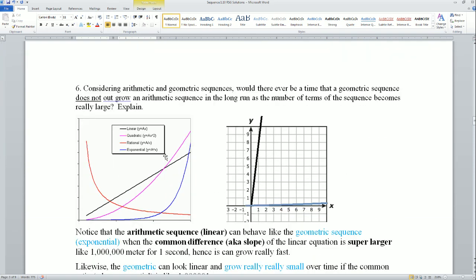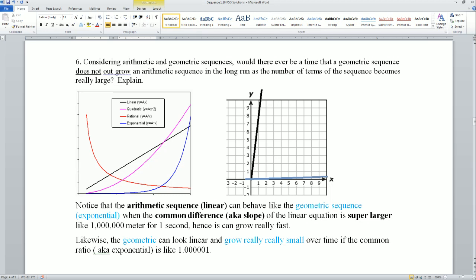Next one, 6. Consider an arithmetic and geometric sequence where there would be a time where the geometric sequence does not outgrow an arithmetic sequence in the long run, as the number of terms in the sequence becomes really large. What I did here is I brought the arithmetic sequence into a linear equation and the geometric as the exponential. So the black line is the linear or arithmetic sequence, and the blue line here is going to be your exponential that is part of your geometric sequence. Notice that here it looks like the blue line, the exponential geometric series, is going to outtake the linear equation.